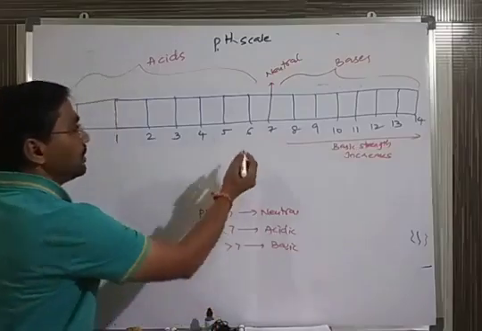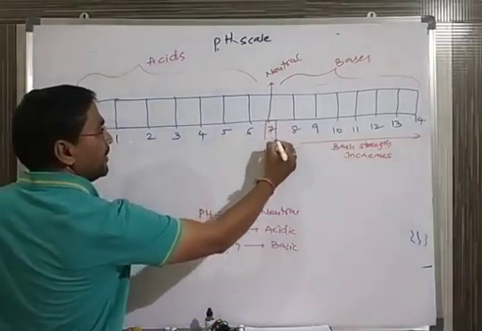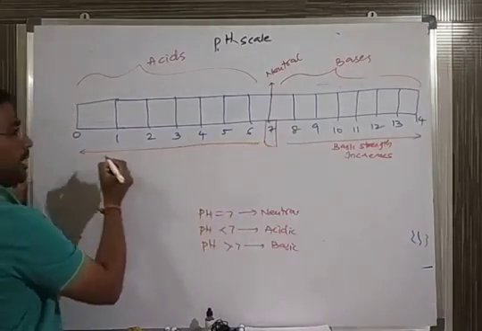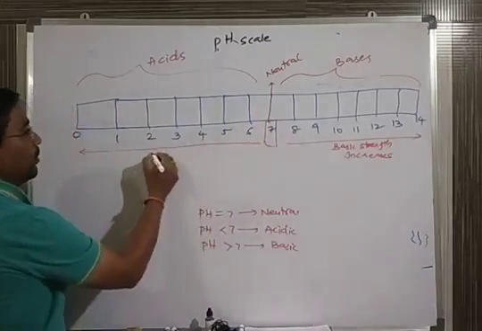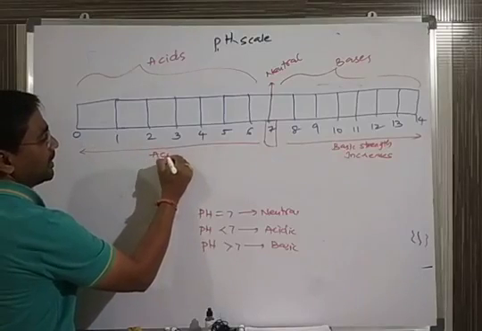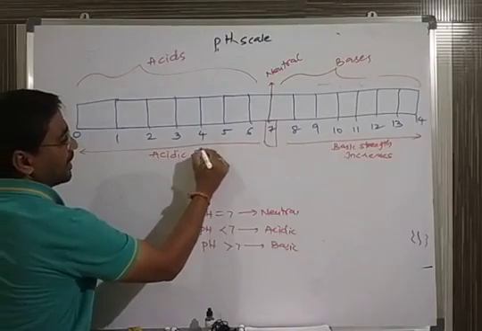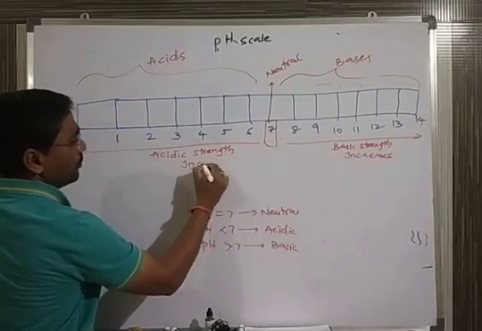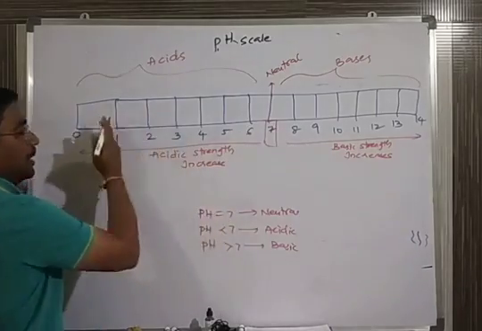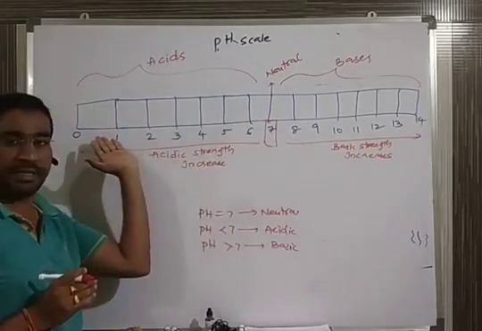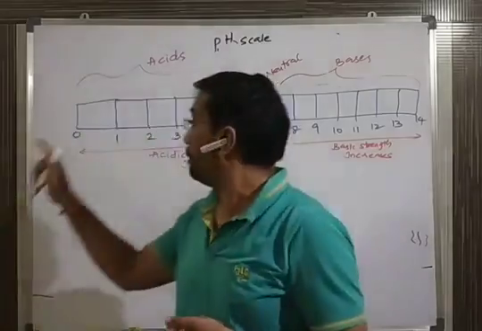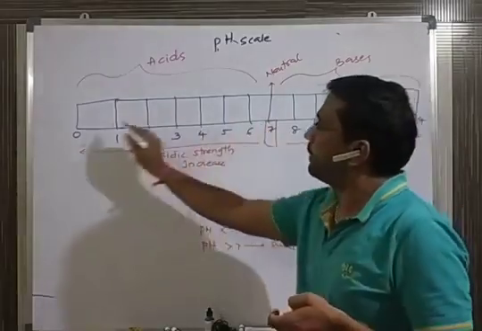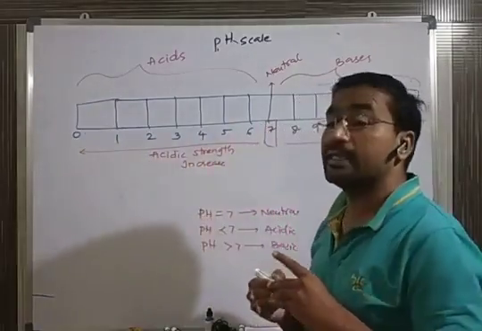And he also said one more thing: as we move from 7 towards 0, meaning to the left-hand side, acidic strength increases. Acidic strength, meaning strength of acid, increases as we move from 7 in this direction. The lower the pH value, the more concentrated the acid.